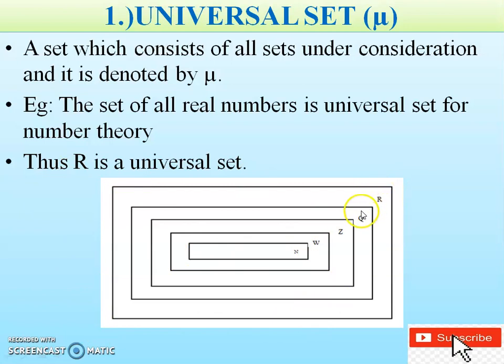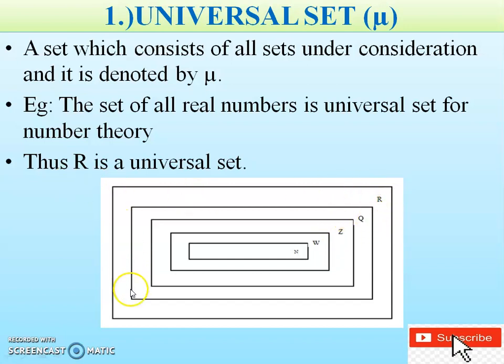So in real numbers, you have rational numbers, and in rational numbers you have integers, and in integers you have whole numbers, and in whole numbers you have natural numbers. That is, natural numbers start from 1, okay, whole numbers start from 0. So natural numbers are a part of whole numbers. Similarly, whole numbers are a part of integers, and integers are a part of rational numbers, and rational numbers are a part of real numbers.